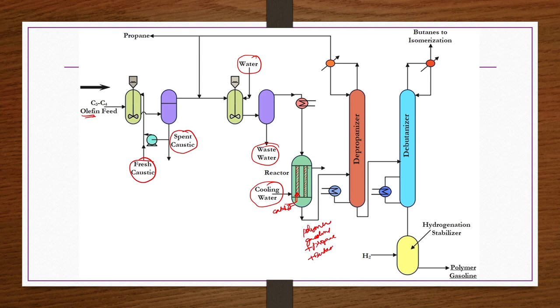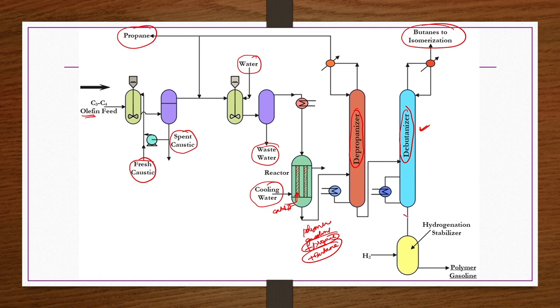Whatever products are formed are polymer gasoline, but some amount of propane and butane may also be there. So you have to separate them in a process where depropanizer and then debutanizers are there. After the depropanizer, whatever propane you get, you can collect. Similarly, after removing the propane, along with the polymer gasoline, whatever butane is there is removed in the debutanizer section. Those butanes you can take for the isomerization process, because isomerization gives branched chemicals, which are good from the octane number point of view.